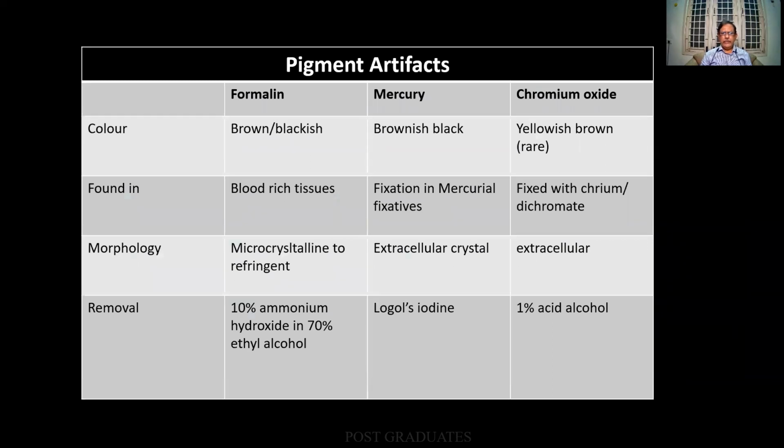There can be something called pigment artifacts. Three main things I've included over here: formalin, mercury, and chromium oxide. Some of these I shall be showing you in pictures. And the method of removing them is also shown. Ammonium hydroxide can remove the formalin, Lugol's iodine for mercury, and acid alcohol for chromium oxide.